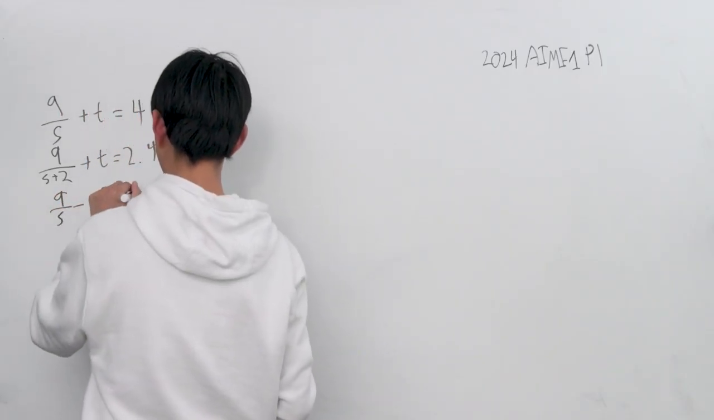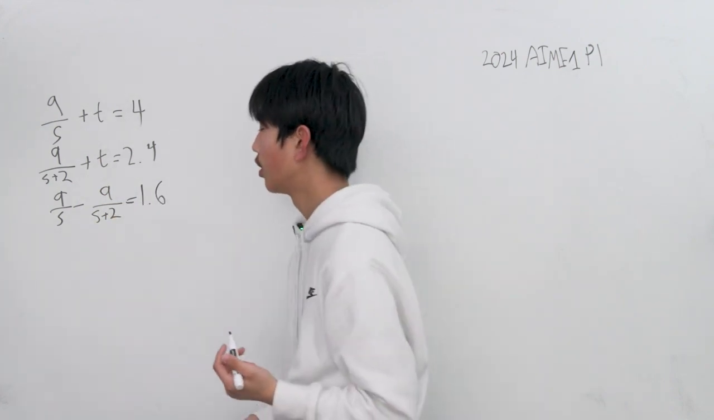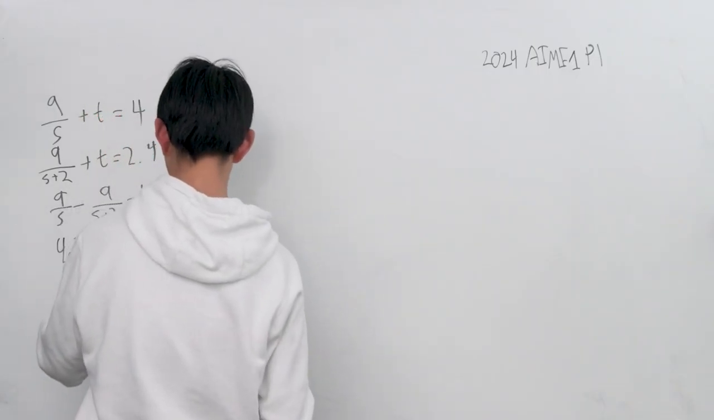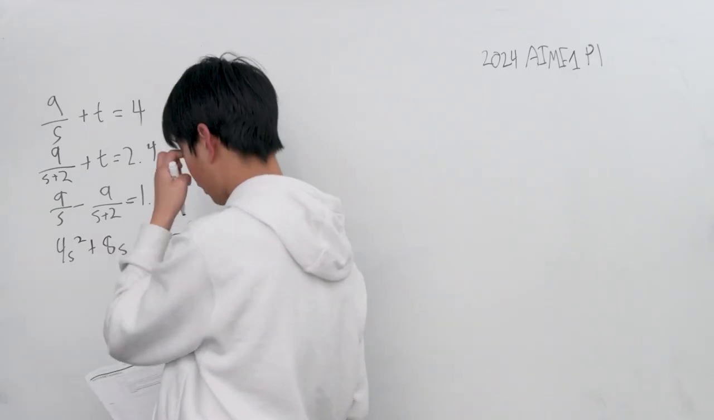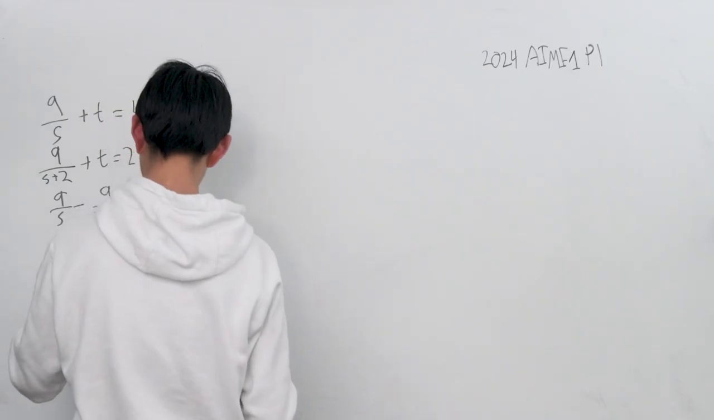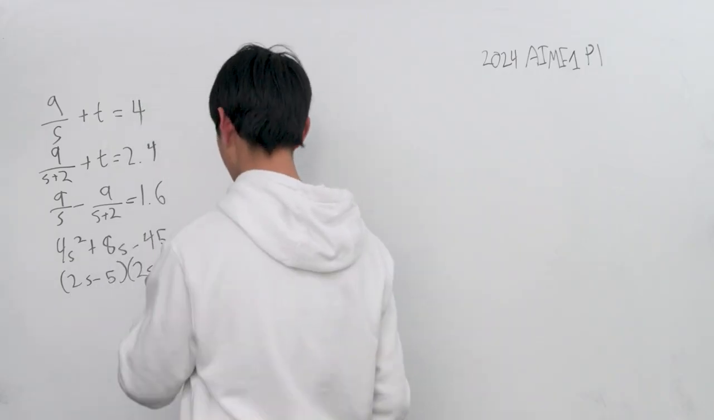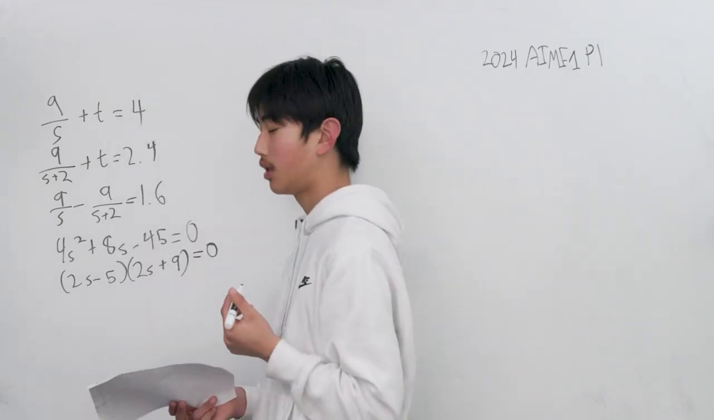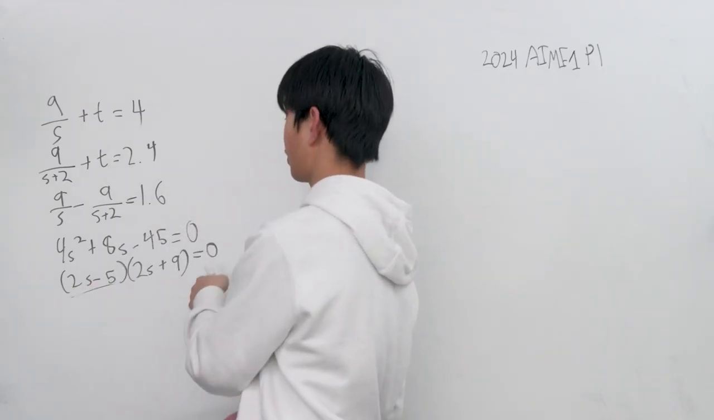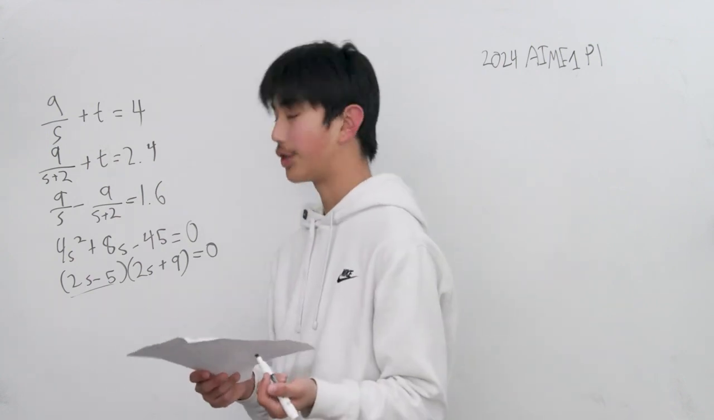Now you can subtract this one from this one to get 9 over s minus 9 over s plus 2 equals 1.6. This then becomes a quadratic where you eventually get 4s squared plus 8s minus 45 equals 0. This simplifies to 2s minus 5 times 2s plus 9 equals 0. And then, well, this is our only logical solution, because if this was a real solution, then she'd be going at a negative speed, which is impossible.